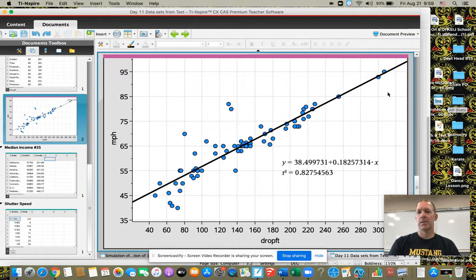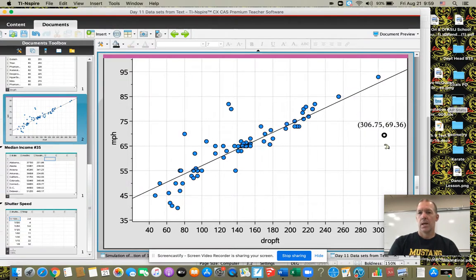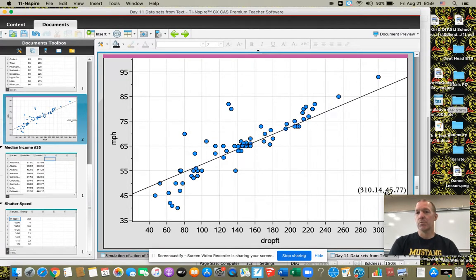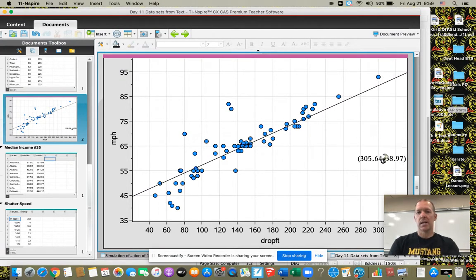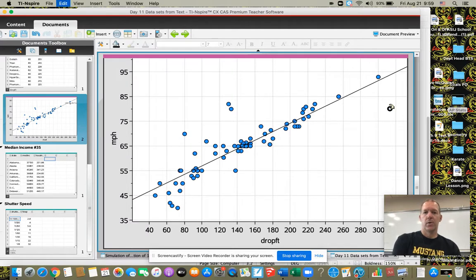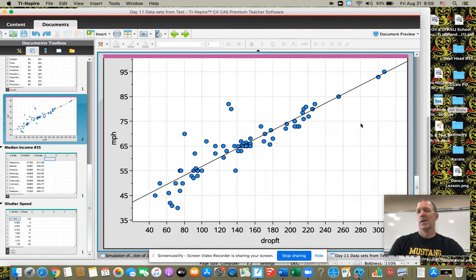Okay, so let me grab a different point and move that one. You see how the line moves more? Still not a lot in the middle, but the ends of it move quite a bit. So this would be more of an influential point than that one would, just because it's so far away from the center. But it's not an outlier. I mean, it's right in line with our line, so it's not really an outlier.